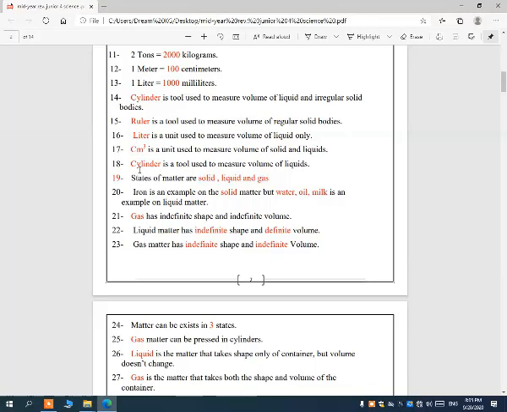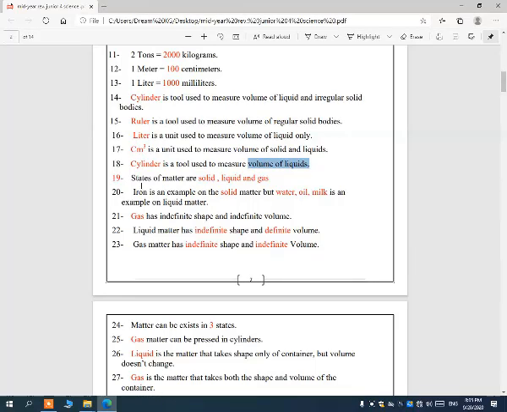Number 18. Dots is a tool used to measure the volume of liquid. What do I put the water in? What is the tool I will use to measure the volume of liquid, like the water and juices? It will be the cylinder. Cylinder is the tool used to measure the volume of liquids.